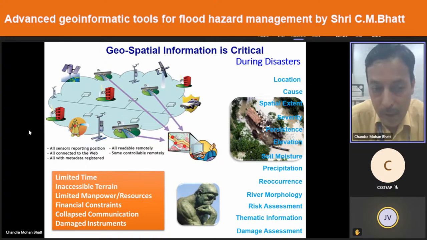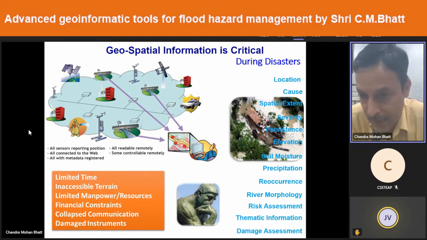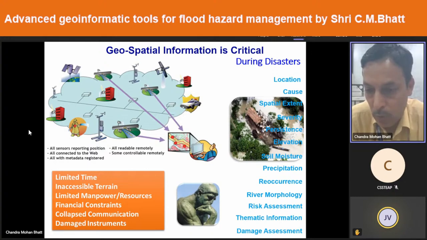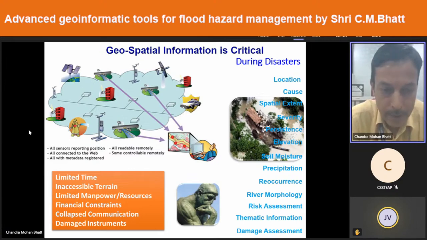So in such cases, the information that is required is more of the spatial extent: how persistent the water is lying in those areas, what the soil moisture, precipitation, and river morphology could be. We need to assess the risk. We need to mitigate the problem. So in times of flood hazards, this information is very much critical.